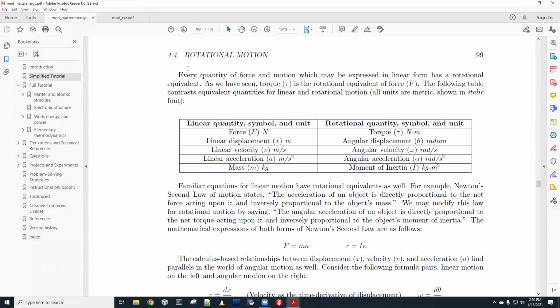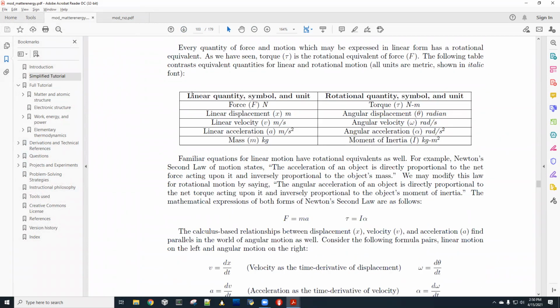So if we take a look at rotational motion and compare that with linear motion, when you're calculating quantities in physics or engineering problems, if you're dealing with linear quantities, force is typically measured in newtons in the metric system. Linear displacement is in meters. Velocity is in meters per second. Acceleration is in meters per second squared, and mass, of course, is in kilograms. Those are the standard base units of the metric system we're used to working with.